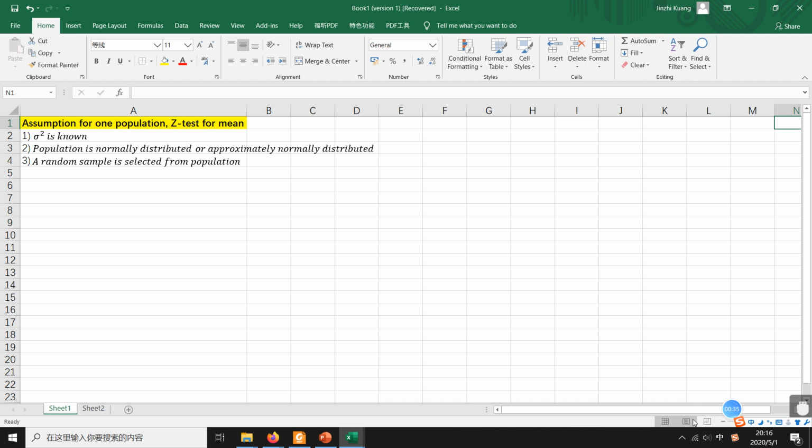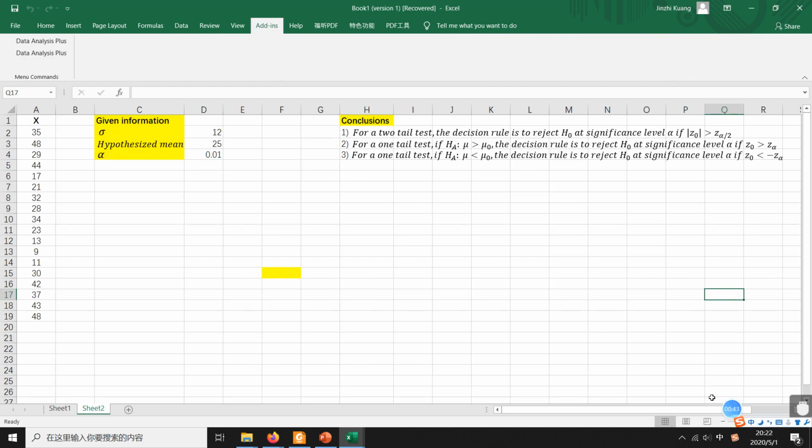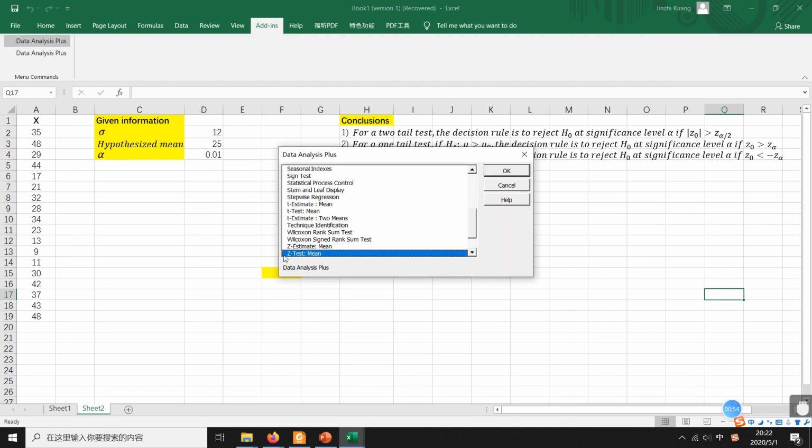These assumptions may be stated in the questions, or you may be required to test these assumptions. We will go through an example to see how to do this sort of question. In order to perform this test, we should use the Data Analysis Plus function and select the z-test mean function, then click OK.